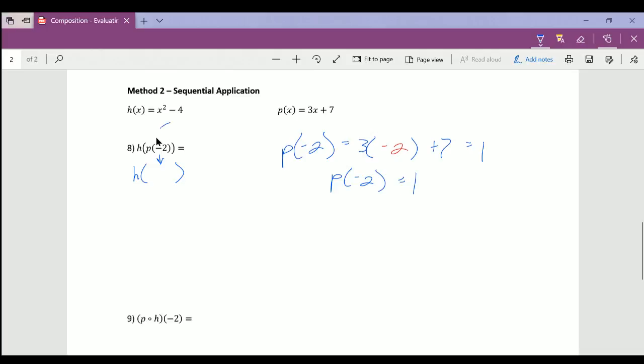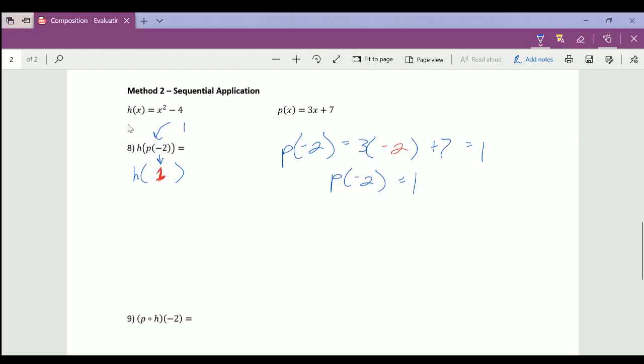That's this statement right here, p of -2. So that's going to be 1. Inside here, I'm going to put, I'll draw it that way, the number 1. Alrighty.